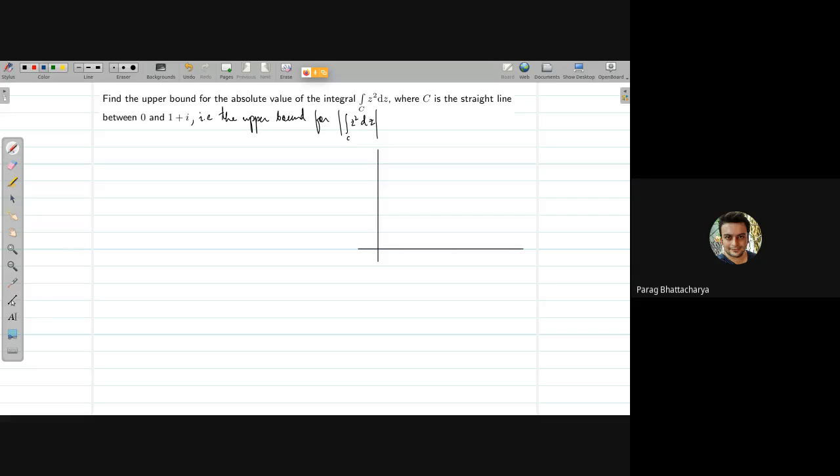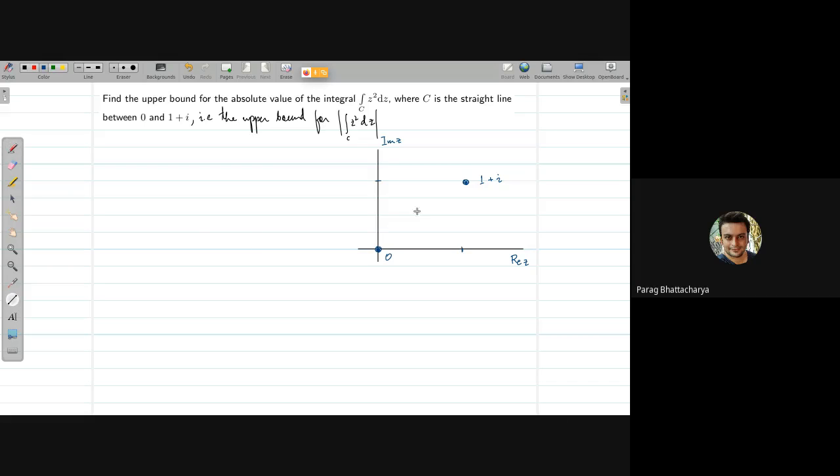So here we have 2 points, right? This is the real axis. Anybody else, have you tried to solve? Okay, only Mehul. All right. So we have 2 points. One point is 0, and the other point is 1 plus i. That means 1 unit along the real axis and 1 unit along the imaginary axis. So this is the complex number 1 plus i.